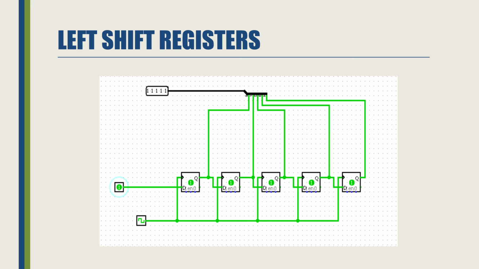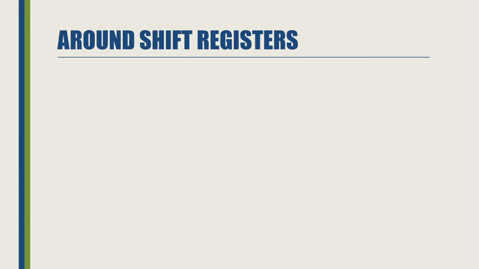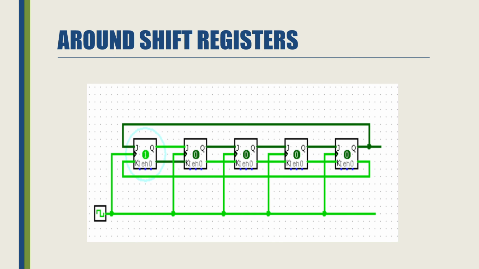The next type of shift register is the ring shift register. A ring shift register works differently from left shift and right shift, because in a ring shift register, the last flip-flop's output is actually connected to the input of the first flip-flop. How is that possible? You can see here. In this example, you have 5 flip-flops, and the last flip-flop's output is connected to the input of the first flip-flop, as you can see in this diagram.